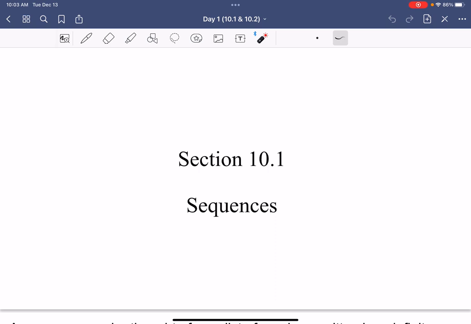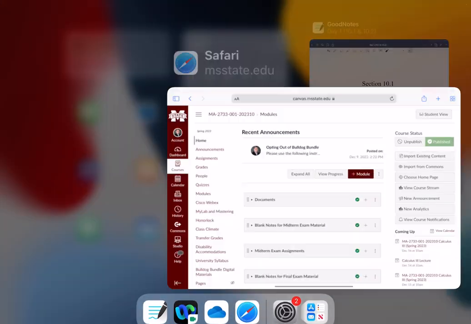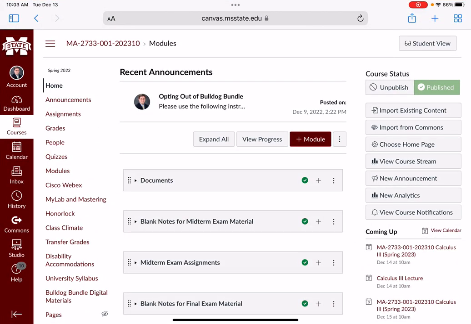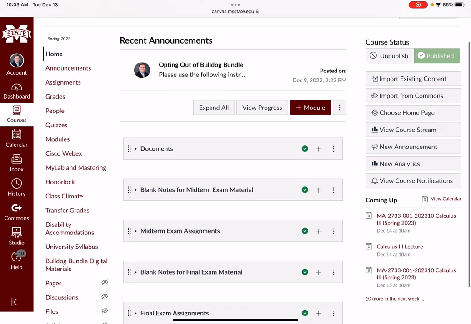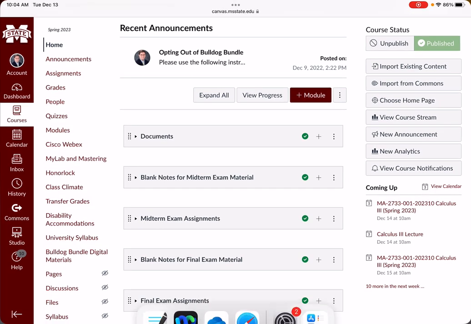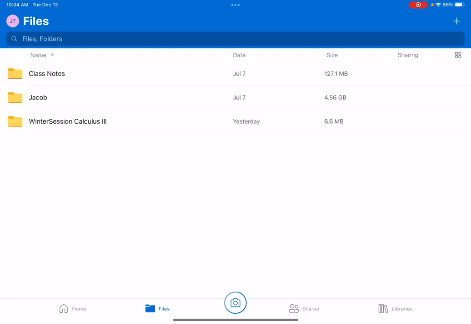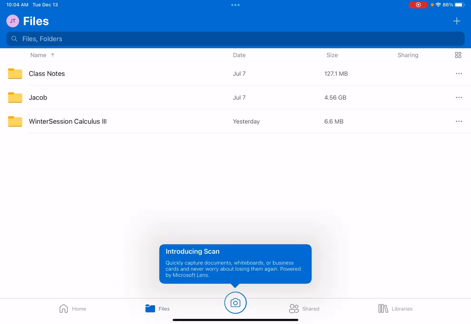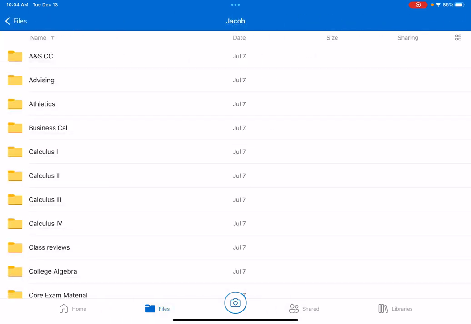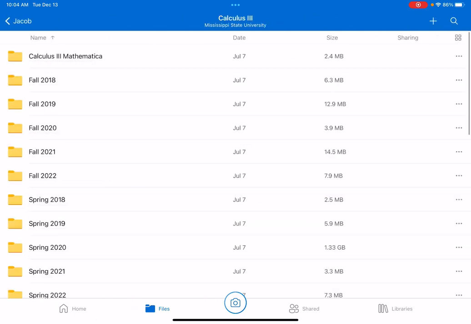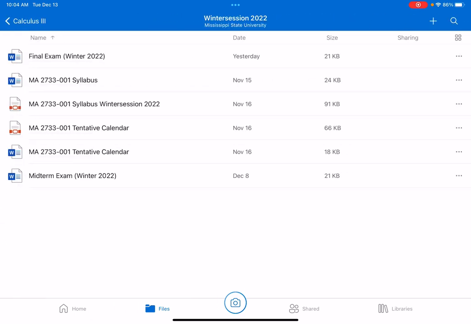So before we get into the lecture videos, what I want to do here is go through the syllabus and the Canvas page and all that good stuff. So if you give me 1 second, let me pull up y'all's syllabus on my OneDrive. Let's see, Cal 3, winter session, syllabus.